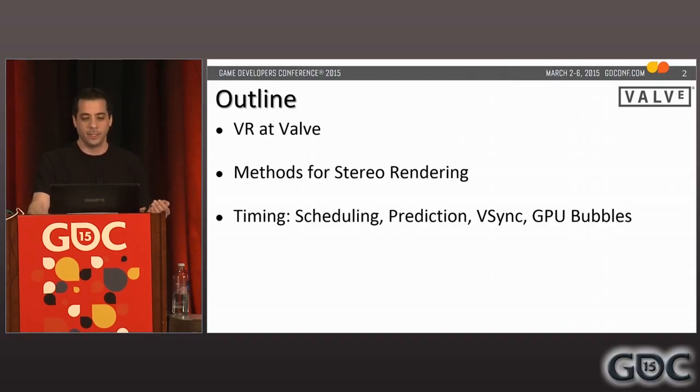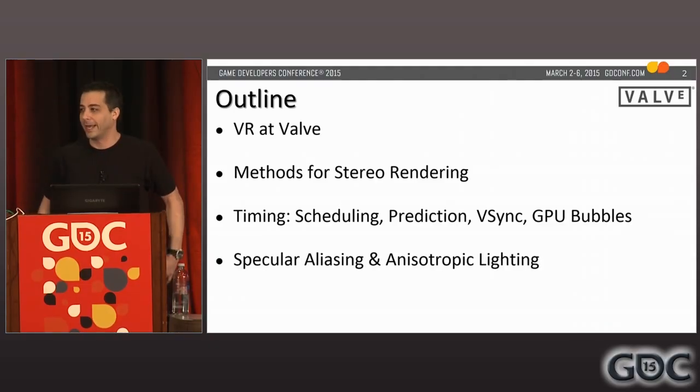The first section is going to be on timing. It's not performance, but timing, meaning how we schedule work, why prediction matters, how you schedule for that, where VSync comes into play, and how we get rid of a bunch of GPU bubbles that you might get if you do some of the more obvious things.